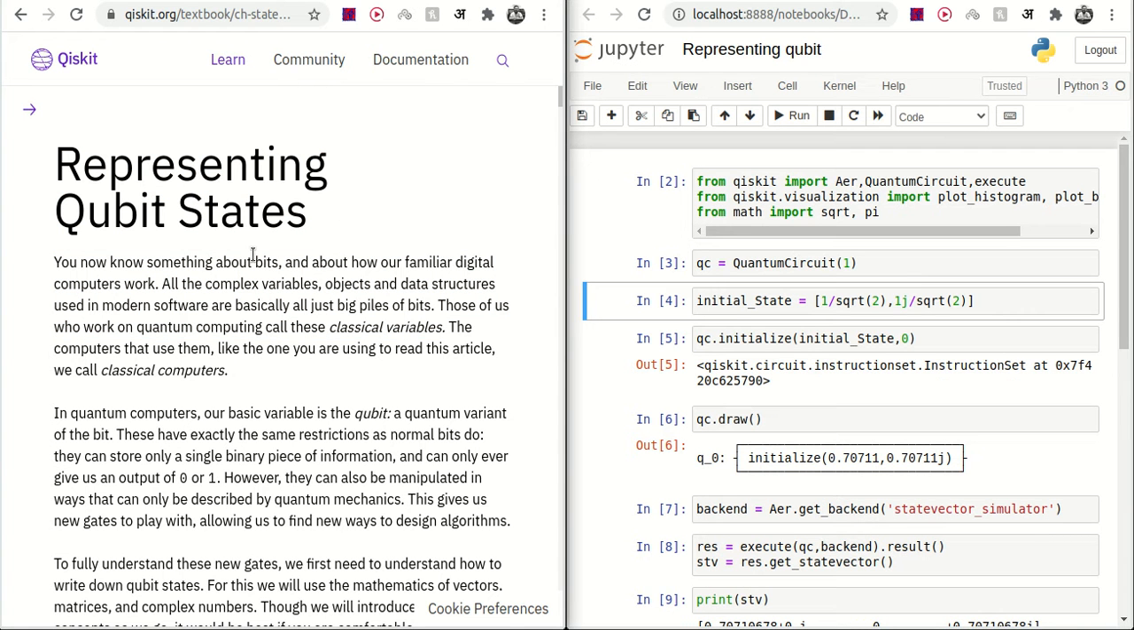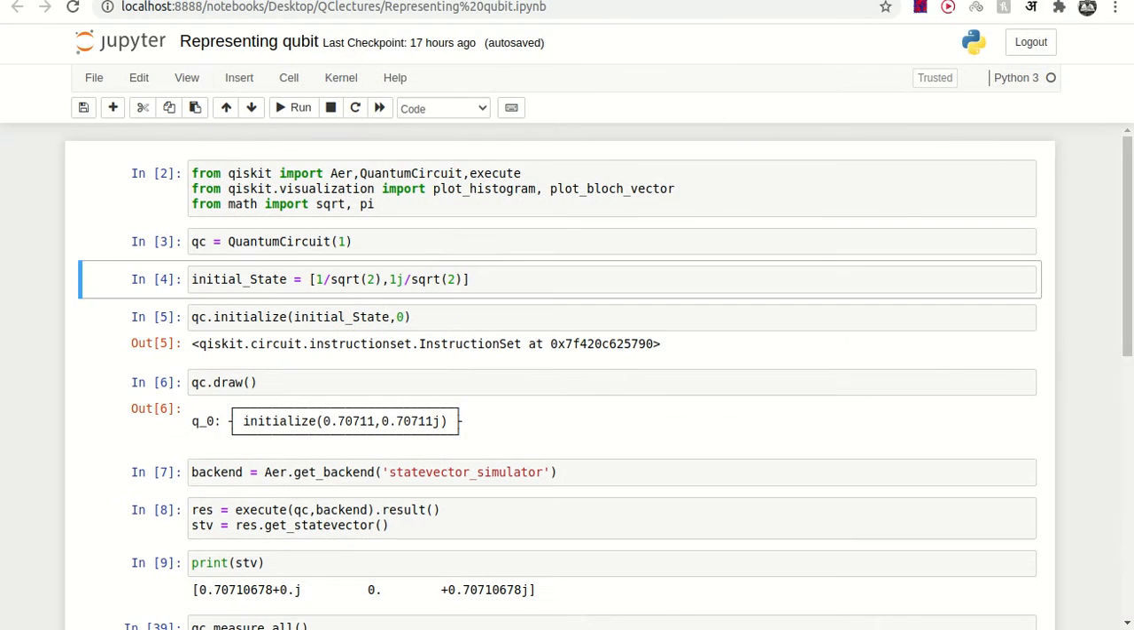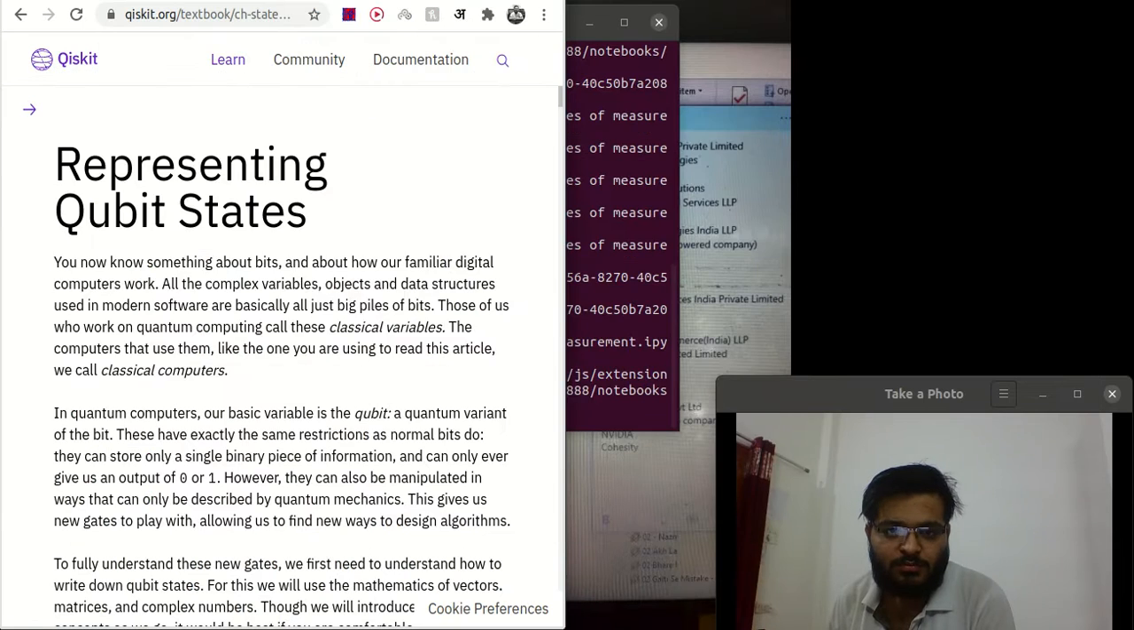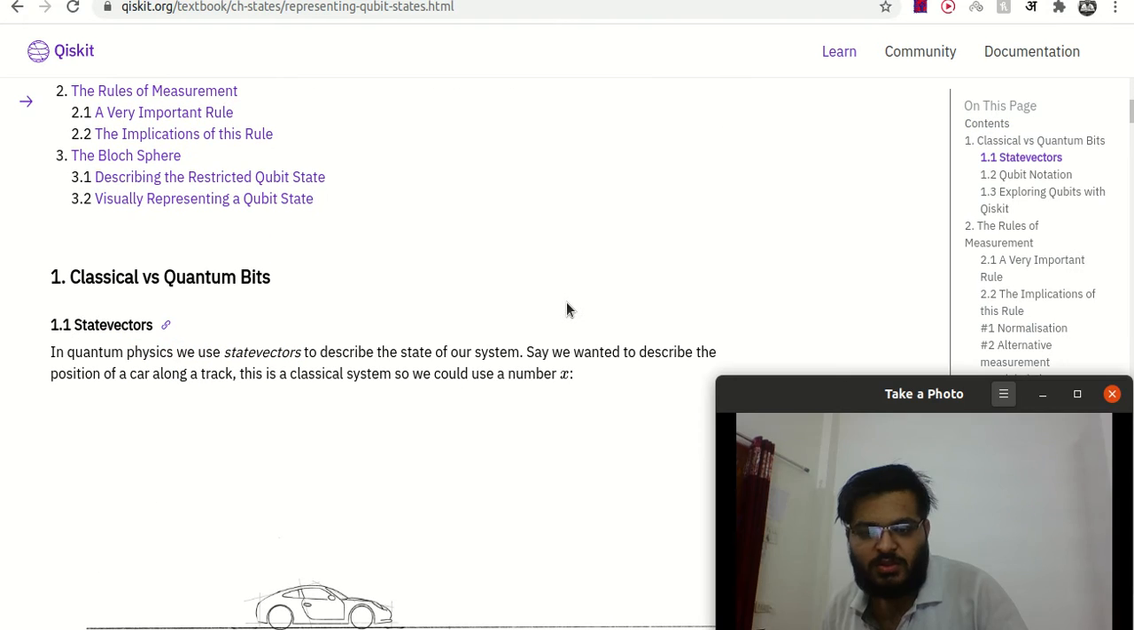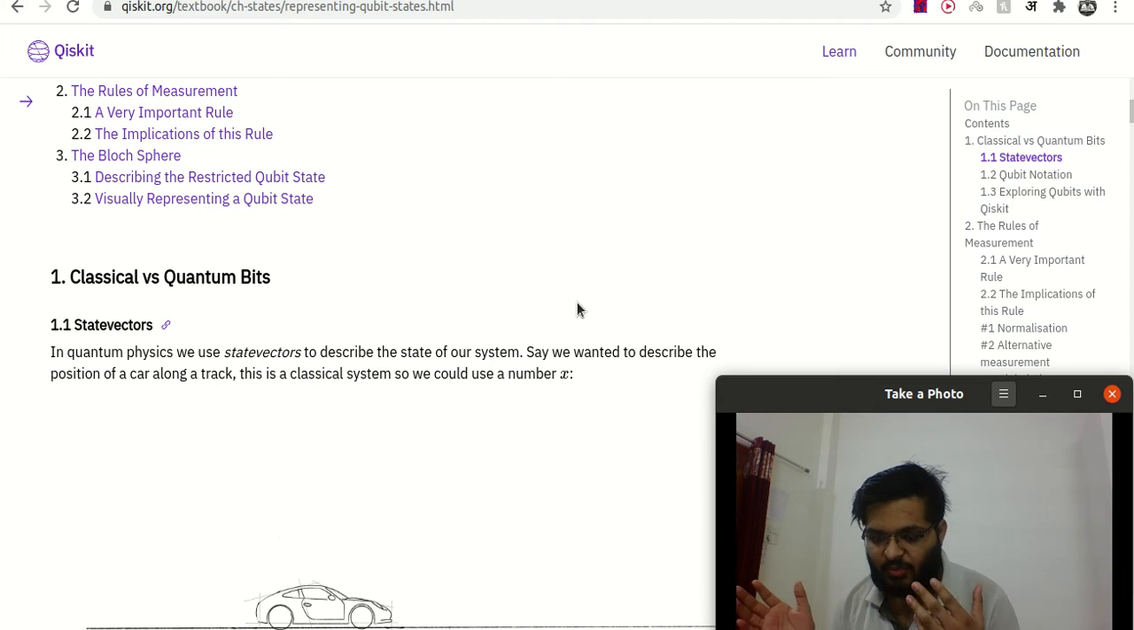So you know something about bits and how our familiar digital computers work. All the complex variables and objects used in modern software are basically just big piles of data. So just so we know, we have classical computing and then we have quantum computing. In classical computing we use classical bits, and in quantum computing we have quantum bits.